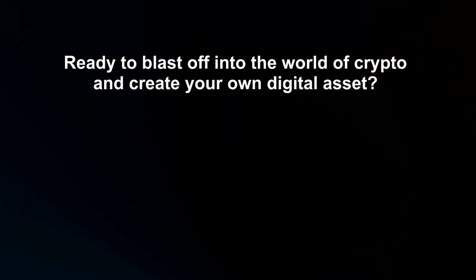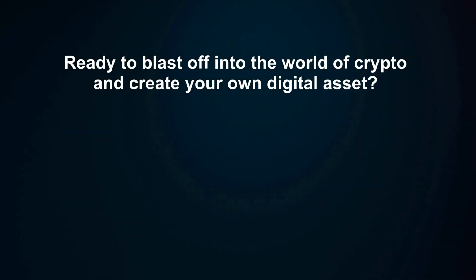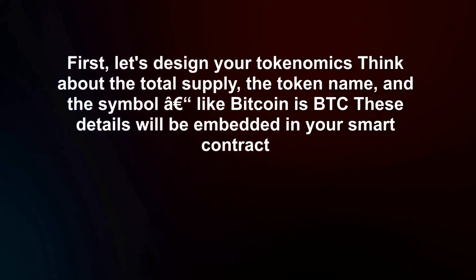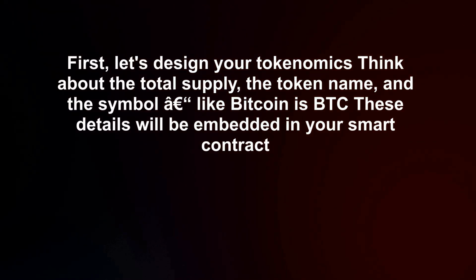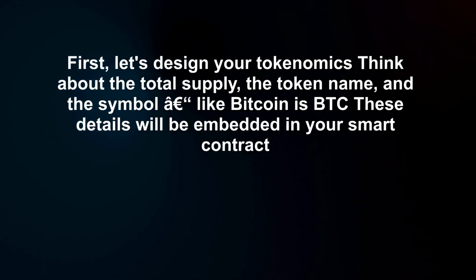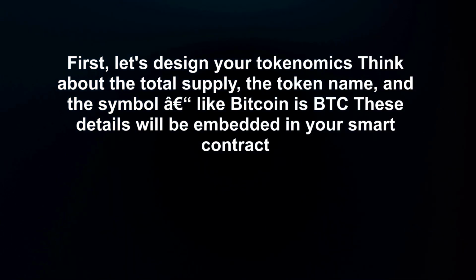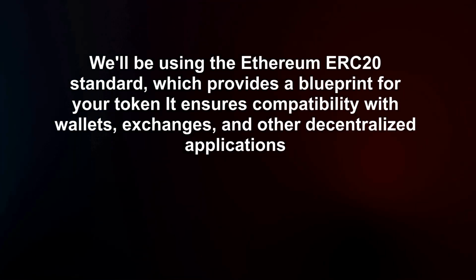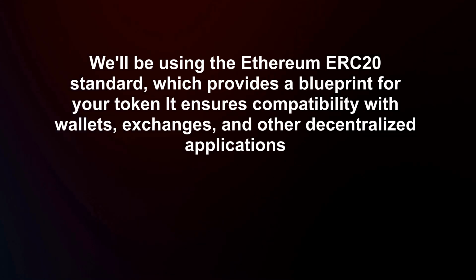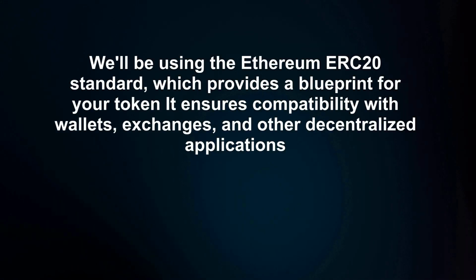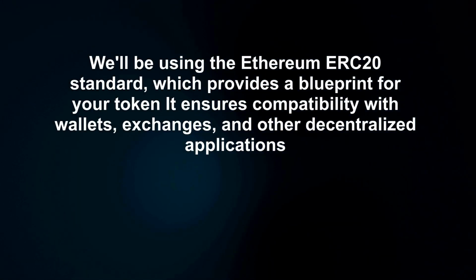Ready to blast off into the world of crypto and create your own digital asset? First, let's design your tokenomics. Think about the total supply, the token name, and the symbol, like Bitcoin is BTC. These details will be embedded in your smart contract. We'll be using the Ethereum ERC20 standard, which provides a blueprint for your token. It ensures compatibility with wallets, exchanges, and other decentralized applications.